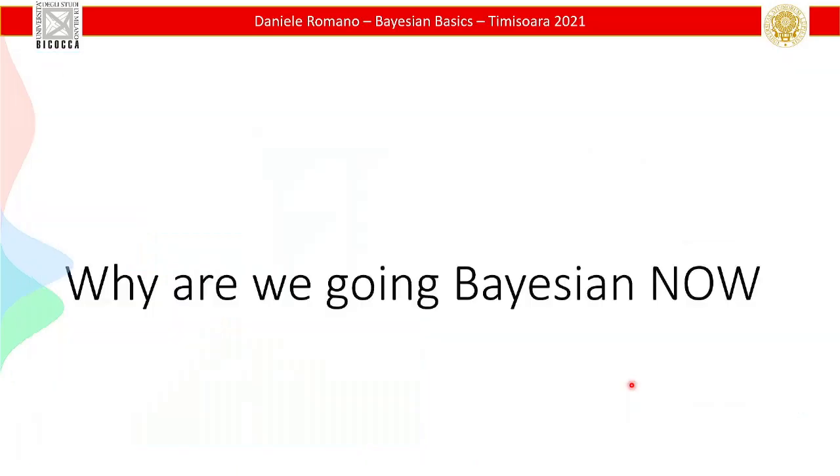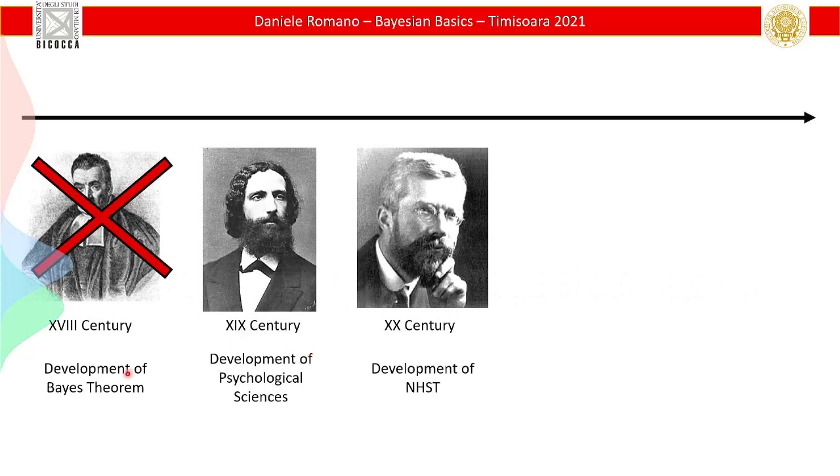Okay, so why are we going Bayesian now? Well, the development of the Bayes theorem comes earlier than the frequentist approach. It's from the 18th century, so it's earlier. So why didn't we use it, and we went to null hypothesis statistical testing, which achieved a lot of results? I mean, it works. Otherwise, we wouldn't have this kind of development in our field.